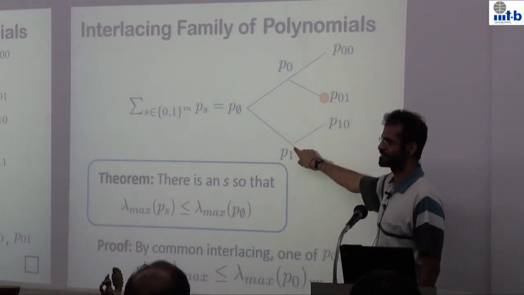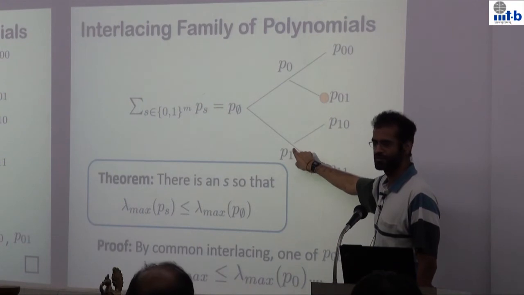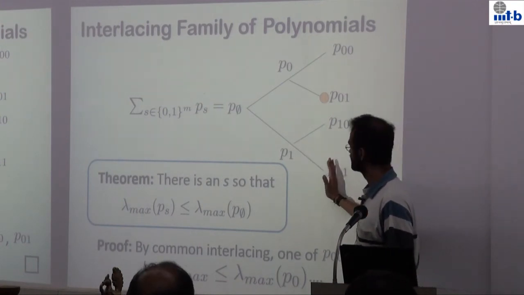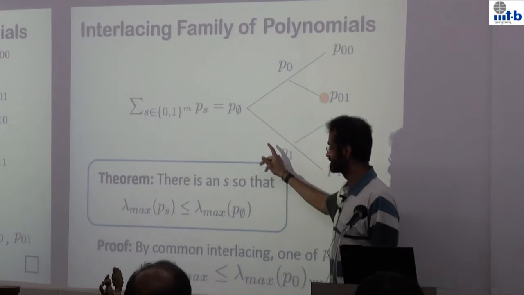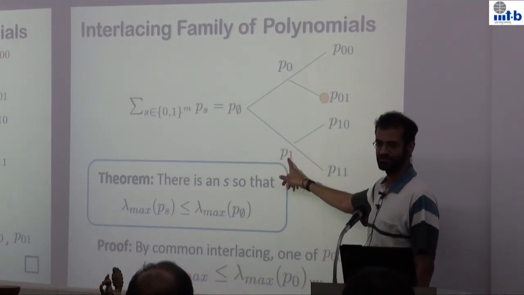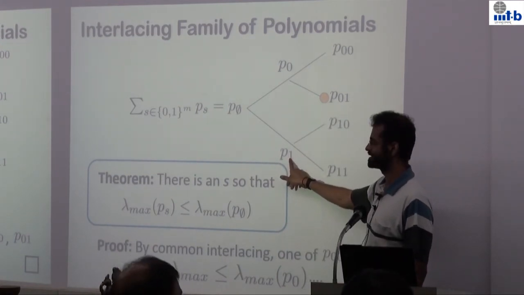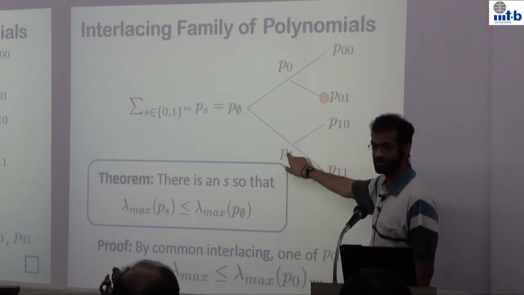These are conditional expectation polynomials. So these are the polynomials you're interested in. This is the expectation of all of them. But the internal nodes correspond to conditional expectations. That if you fix the first bit and average over the rest, you get this polynomial.